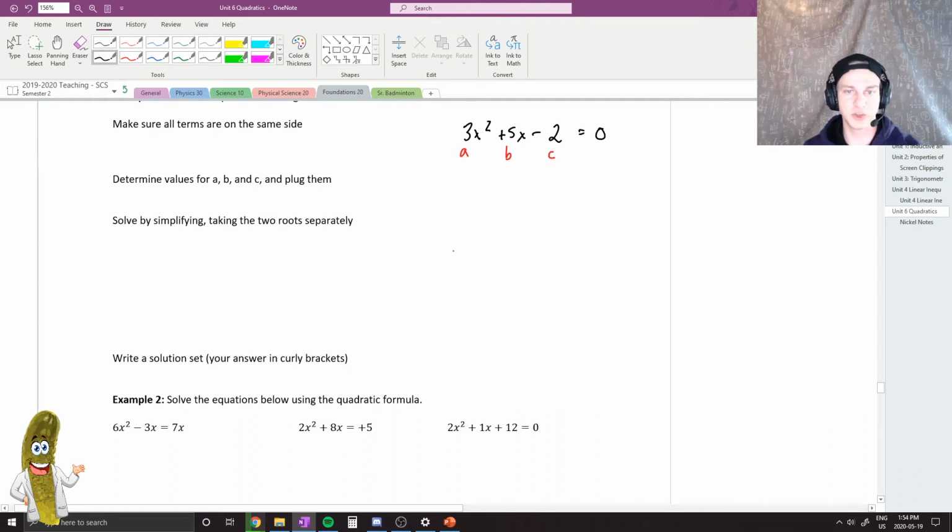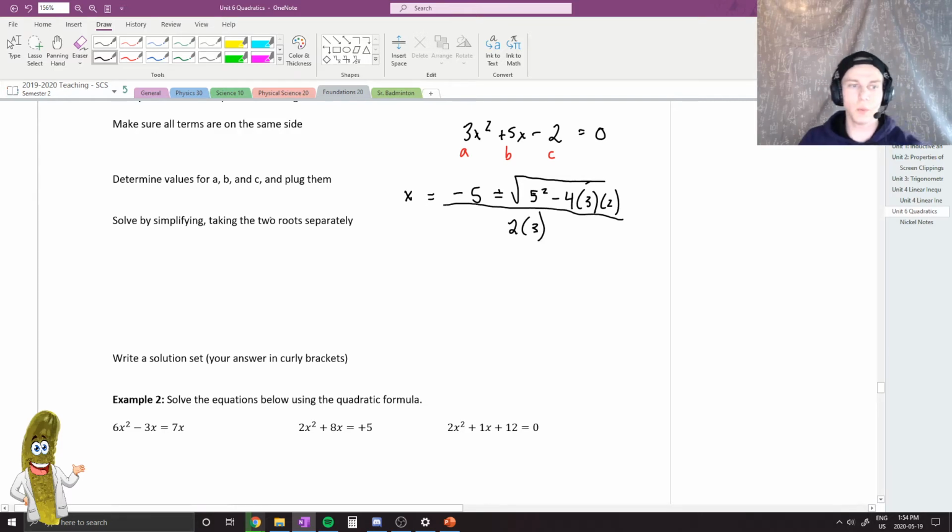Solve by simplifying, taking the two roots separately. So what we want to do is say x is equal to negative b, so negative 5, plus or minus the square root of 5 squared minus 4 times 3 times negative 2, and that'll all be over 2 times 3. Why we want to take the two roots separately is we want to eventually have a negative 5 plus the square root of this and a negative 5 minus the square root of this. So let's figure out what is actually under that square root. 5 squared is 25, minus 12 times negative 2 is 24.